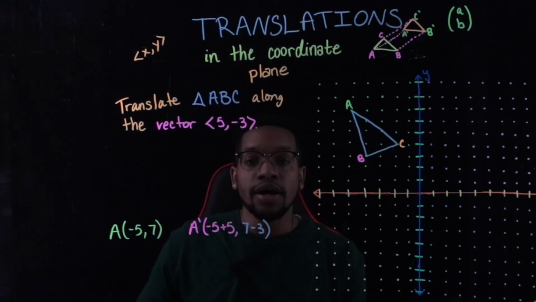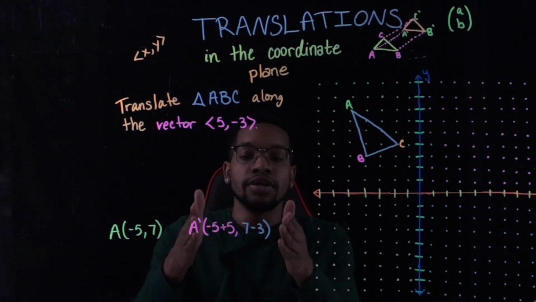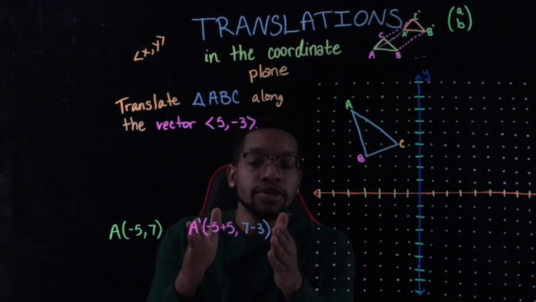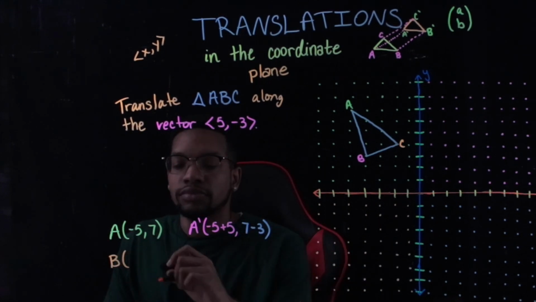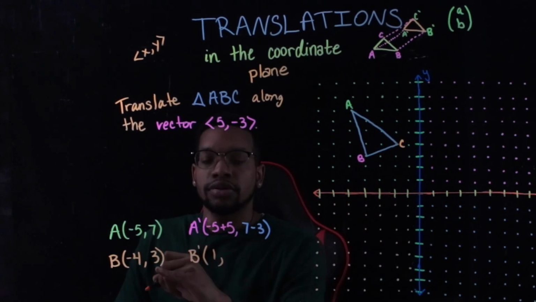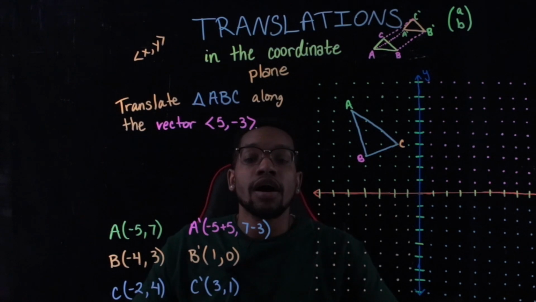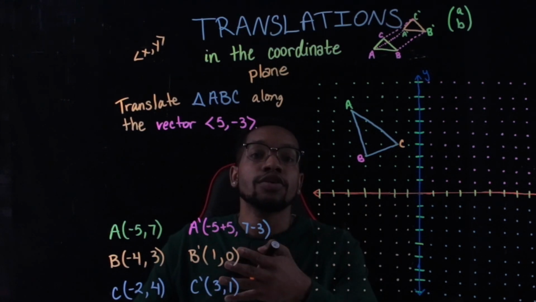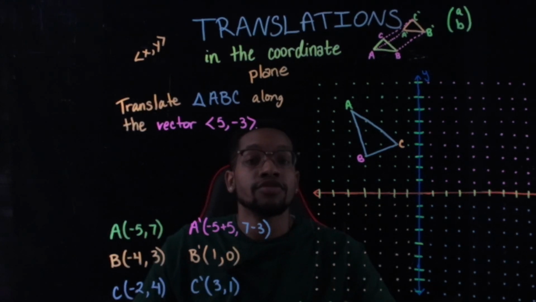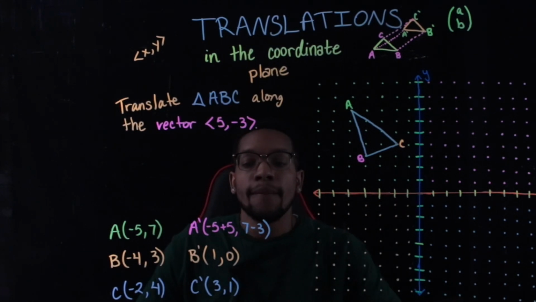I'm just going to do that with all three points, and then I'll end up with the three points of my image, and then I can just plot that. So now that I have all of my image points, I can plot those points, and that'll show me the resulting image of the whole triangle.